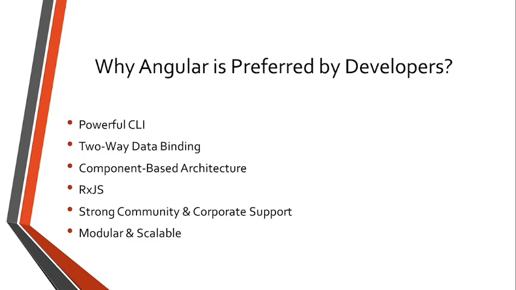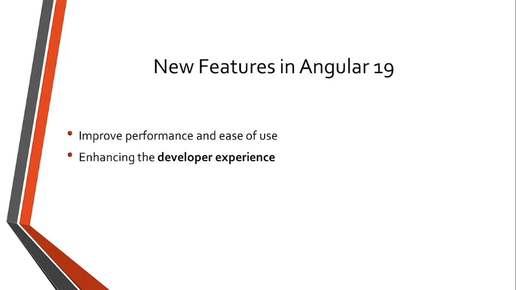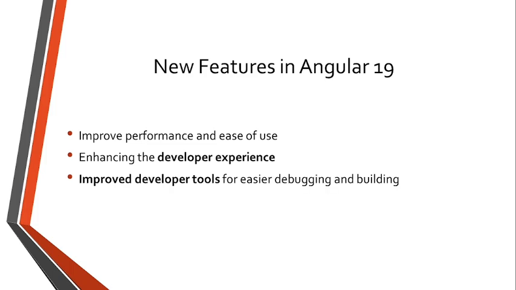Angular's new features in version 19. Angular 19 comes packed with exciting updates and new features that make it even more powerful and efficient. Here's a glimpse at what's new. Performance improvements. Angular 19 brings optimizations that boost performance and make your apps run even faster. Enhanced developer tools. New tools to help developers with debugging and building, streamlining the development process. Better security features. Angular 19 offers improved security mechanisms to protect your apps. Simplified workflows. Tasks like dependency management and module bundling are now smoother, making your development experience better than ever.